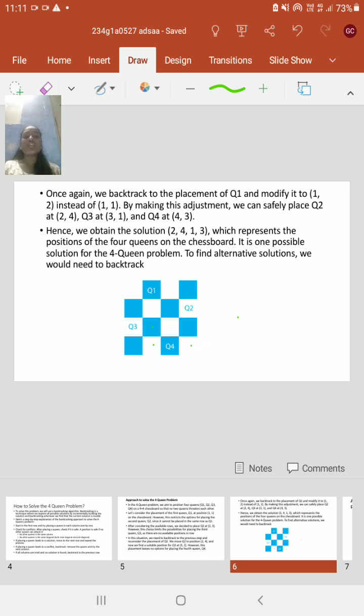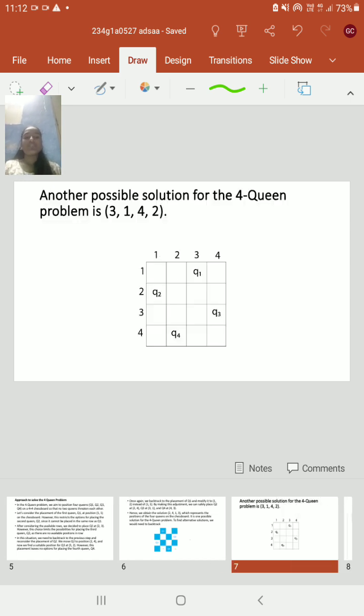To find an alternate solution, we need to backtrack. Now we check q1 at the first column, so we didn't get any solution, and again we checked q1 at the second column, so we got one solution. Next we check q1 at the third column. If you place q1 at the third column, we can get another solution. Another possible solution for the 4 queen problem is 3 1 4 2. Again, if you place q1 at the fourth column, we won't get any solution. So for a 4x4 chessboard, we get only two solutions.